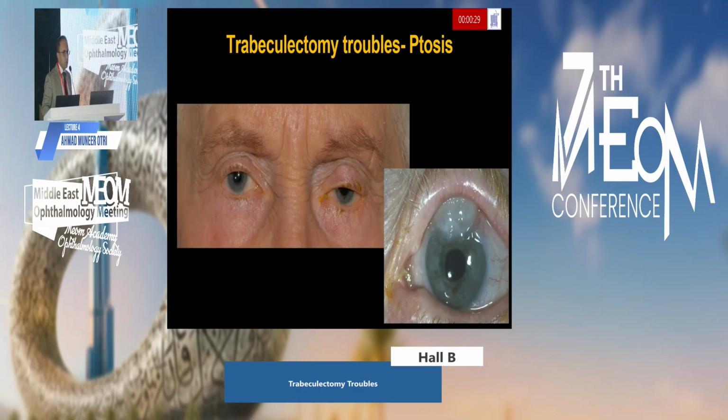Ptosis, again, we all know that ptosis can be mechanical because of the trauma, but there is another reason, which is obviously the cystic encapsulated bleb. If you see a cystic encapsulated bleb, do not wait till it becomes a problem to the patient, and you can always needle it to reduce the risk of ptosis.